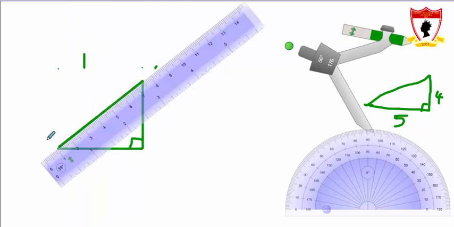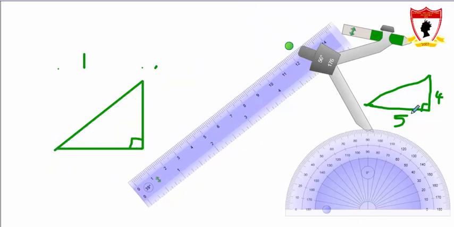There we go. Now this triangle is a perfect copy of this one. Here is 5 centimeters and here 4 centimeters. So you're going to use this method for drawing right angled triangles while we know two sides. We can also use compass if we know all the three sides.